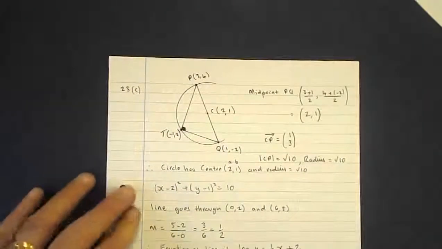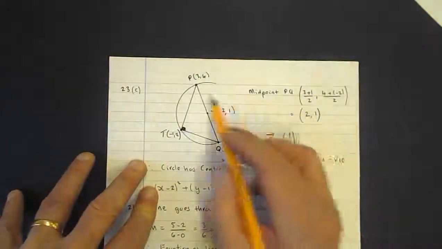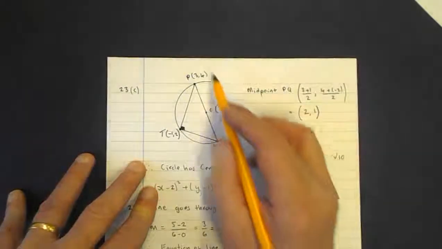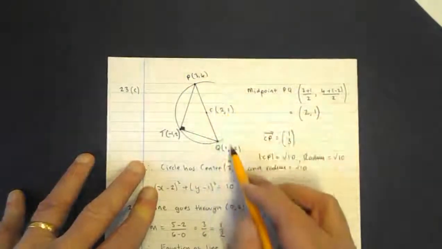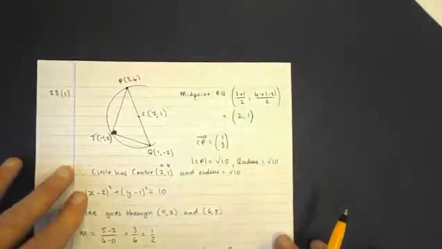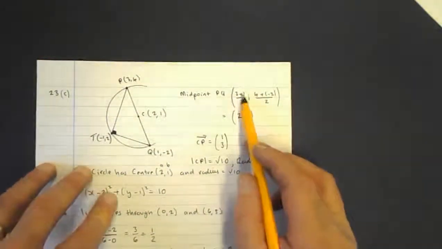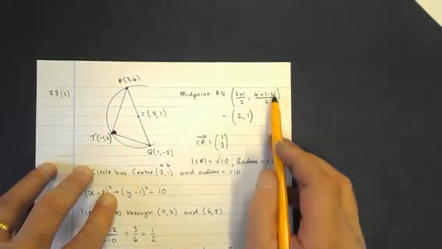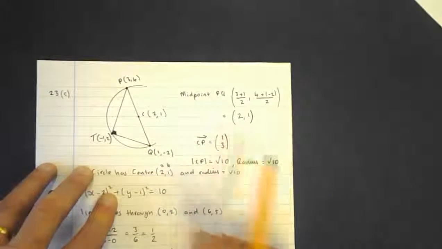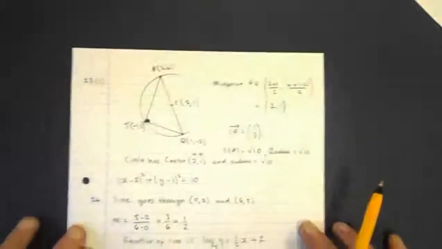So the midpoint of PQ, how do you get the midpoint of PQ? You do 3 add 1 and half it, that's the x coordinate. 4 add minus 2 and half it, that's your y coordinate. So let's just get this done. 3 add 1 is 4, half it, you get 2. 4 add minus 2 is 2, half it, you get 1. Okay, so C is the point (2, 1), that's the centre of the circle.